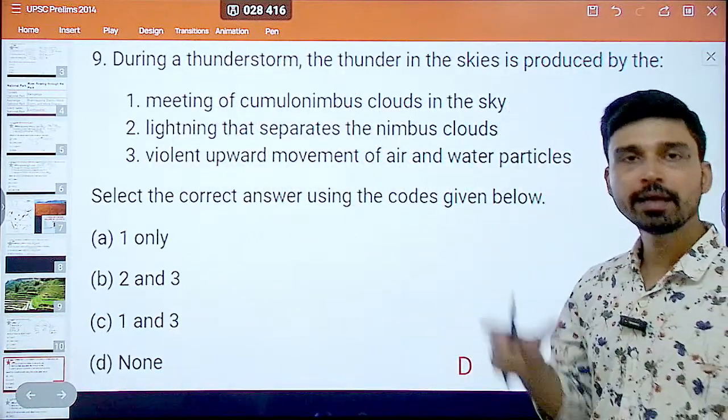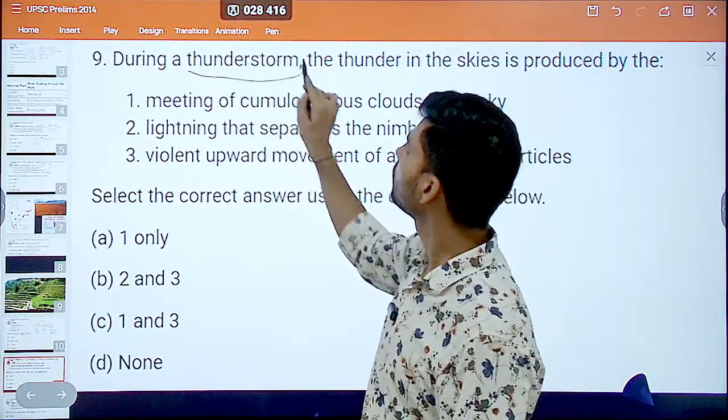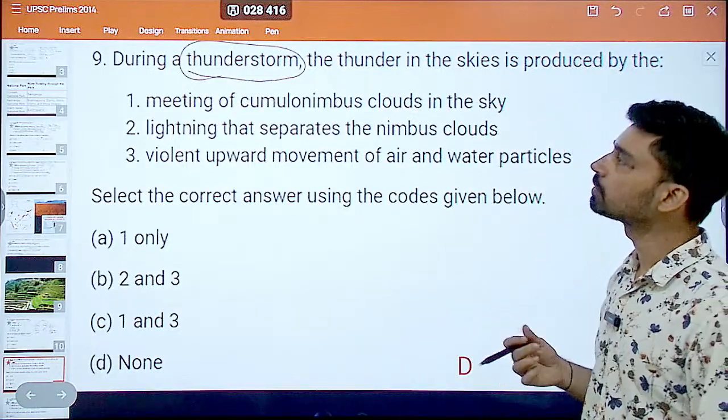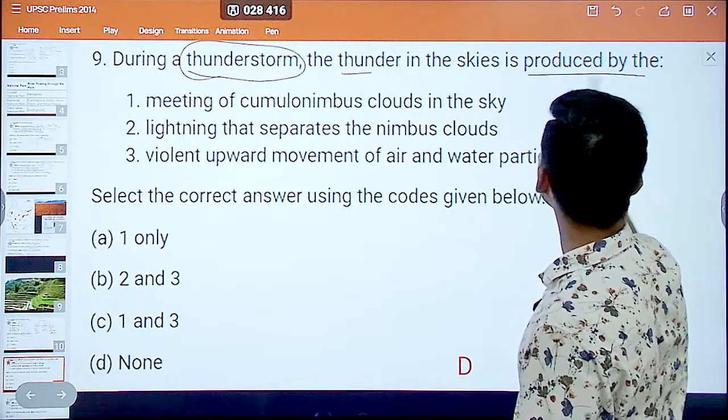Next question is related to your physical geography, especially climatology, where a question has been asked about an important climatic phenomenon, a weather phenomenon that we know as thunderstorm. So, during a thunderstorm, the thunder in the skies is produced by what?